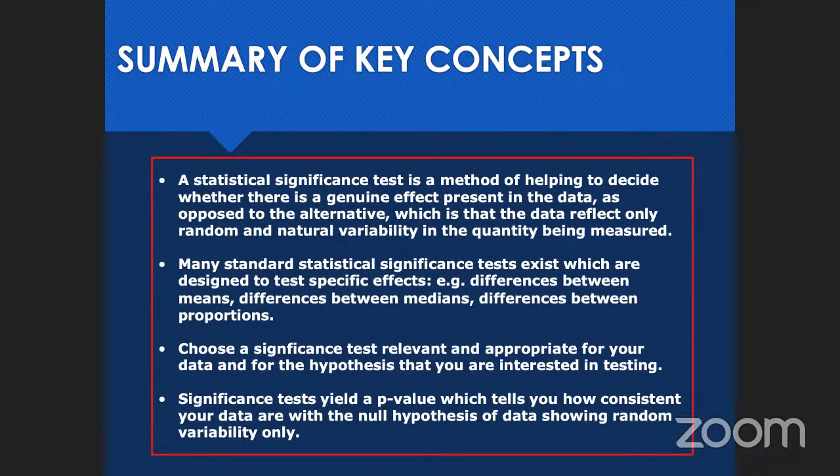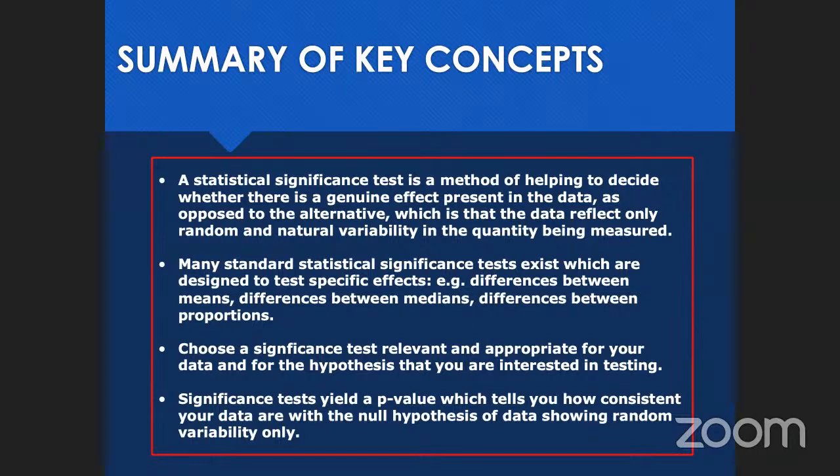Therefore, a statistical significance test is considered a method for helping to decide whether there is a genuine effect present in the data, as opposed to the alternative, which is that the data can reflect only random and natural variability in the quantity that is being measured.